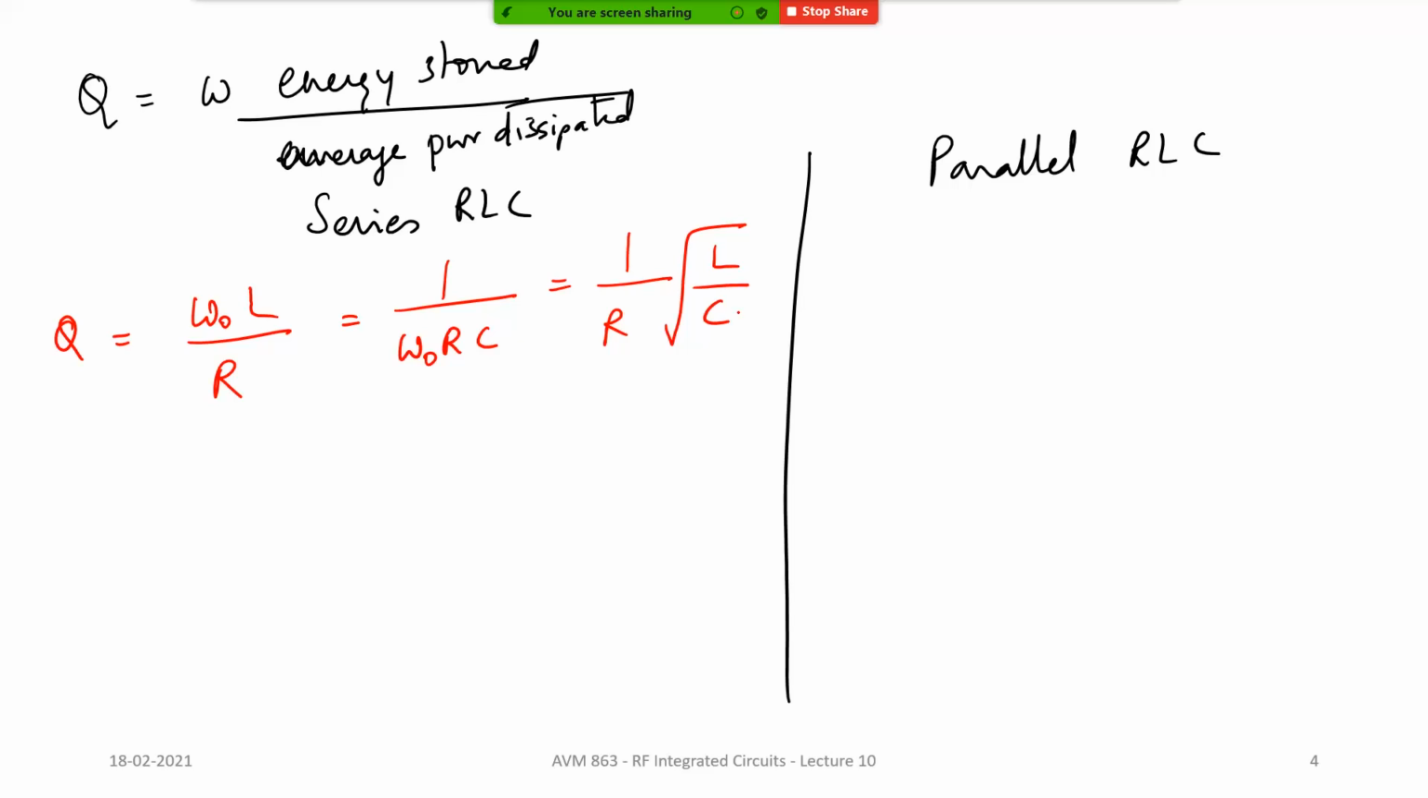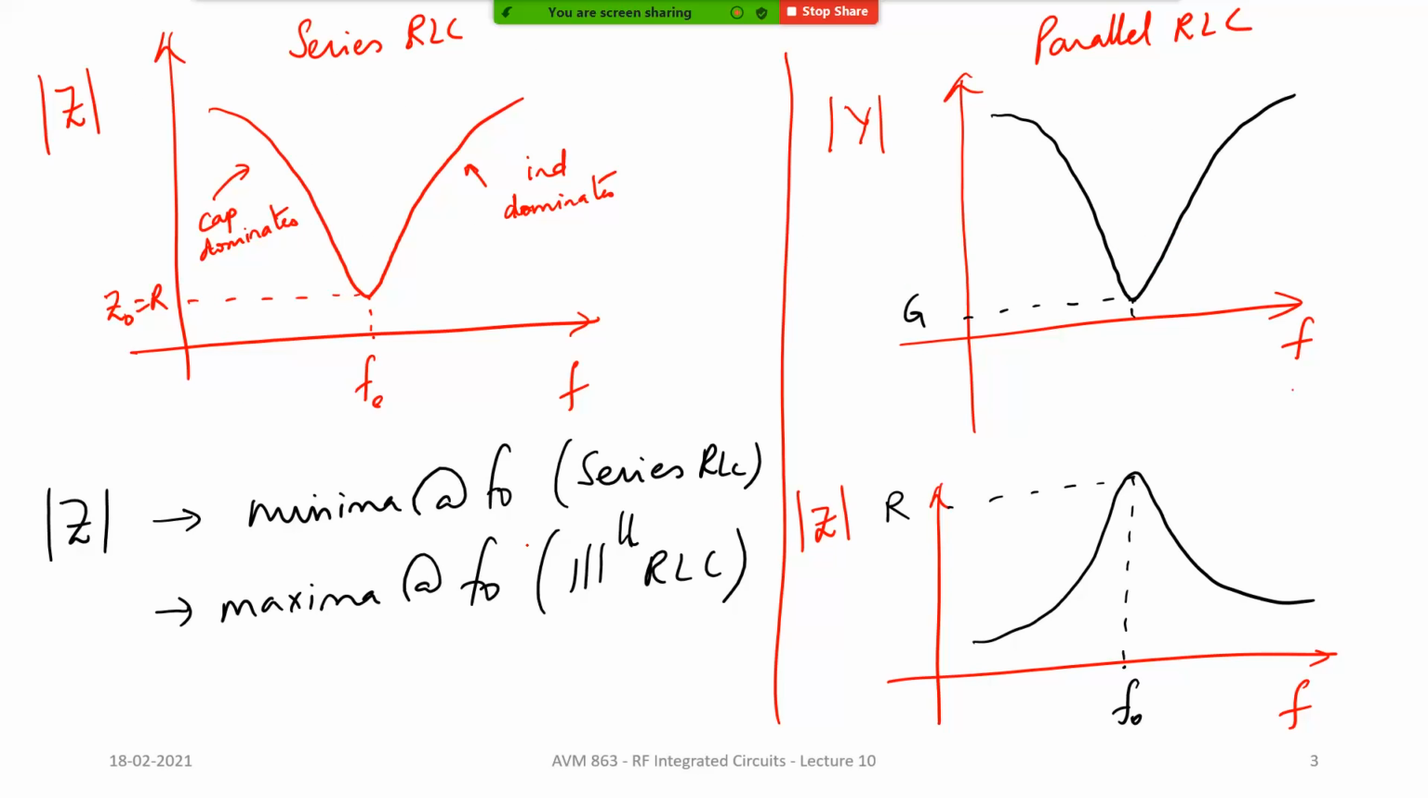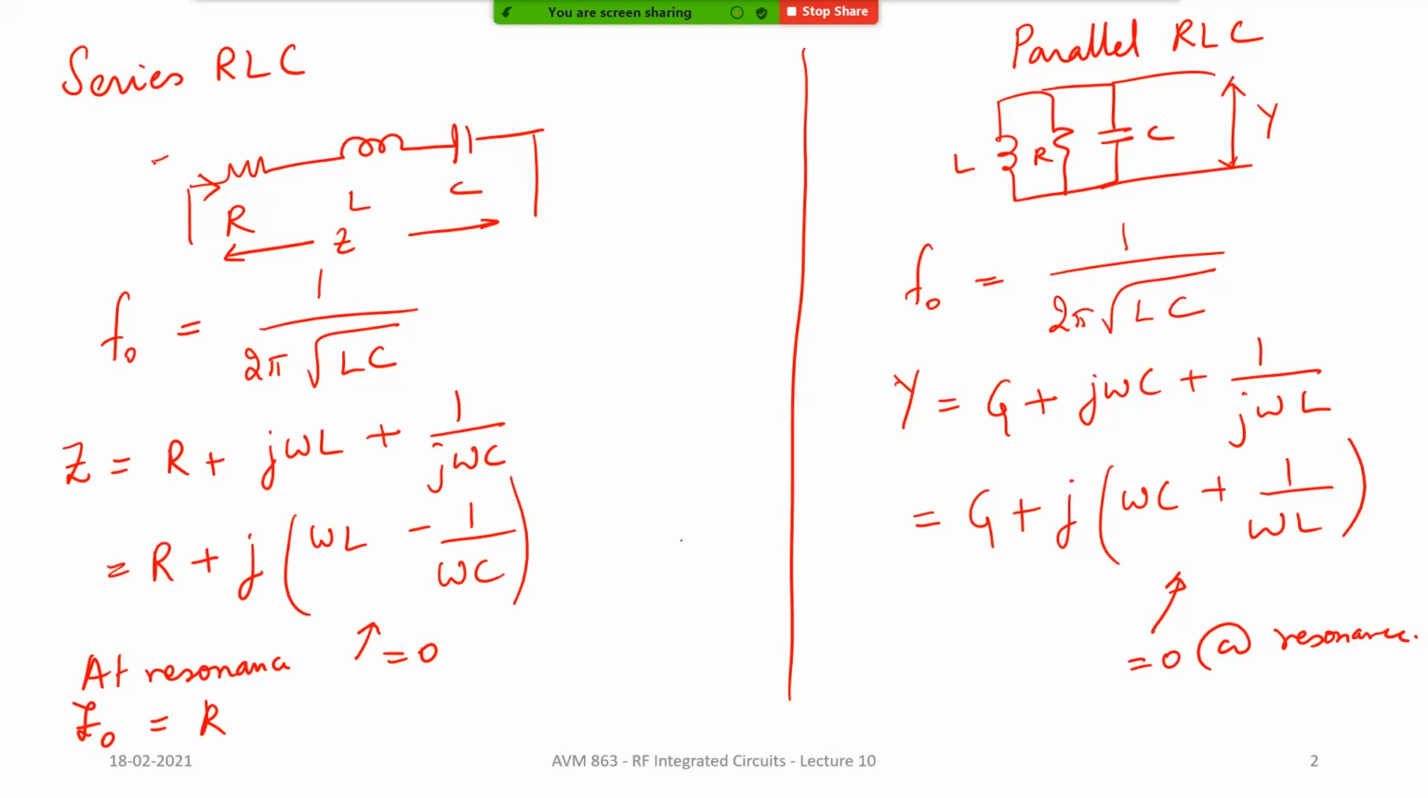So omega naught L by R or 1 by omega naught RC is equal to 1 by R root of L by C. Whereas for a parallel RLC, basically it is the exact inverse, right? You have R divided by omega naught L, which is equal to omega naught RC. This is also equal to R root of C by L. Okay. And another important thing is that here the current through a series RLC is the same, right? But the voltages across the elements, VL and VC, can be different.